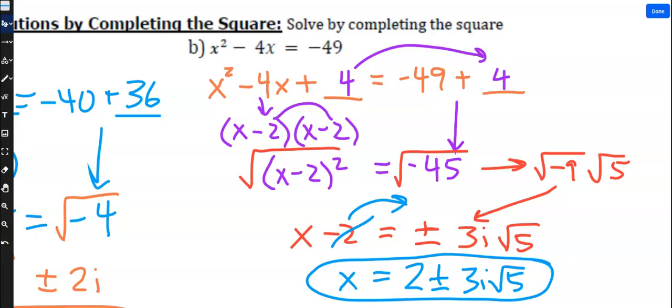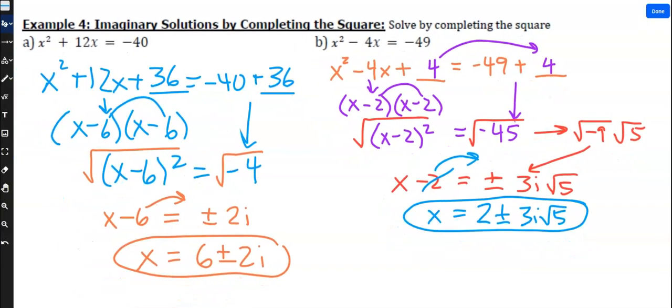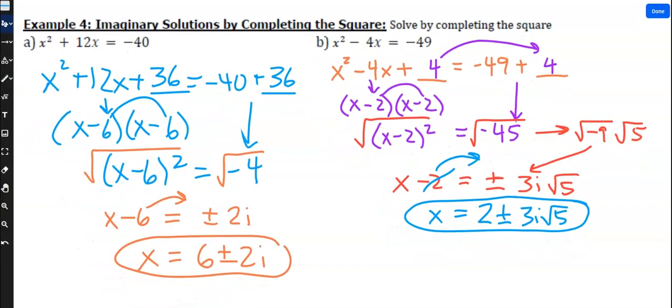We always like to put the real part first and the imaginary part second. Just like a complex number. Complex numbers always have real first, imaginary second. Yes, I know technically you could flip it around, but you won't see any mathematicians writing it like that.